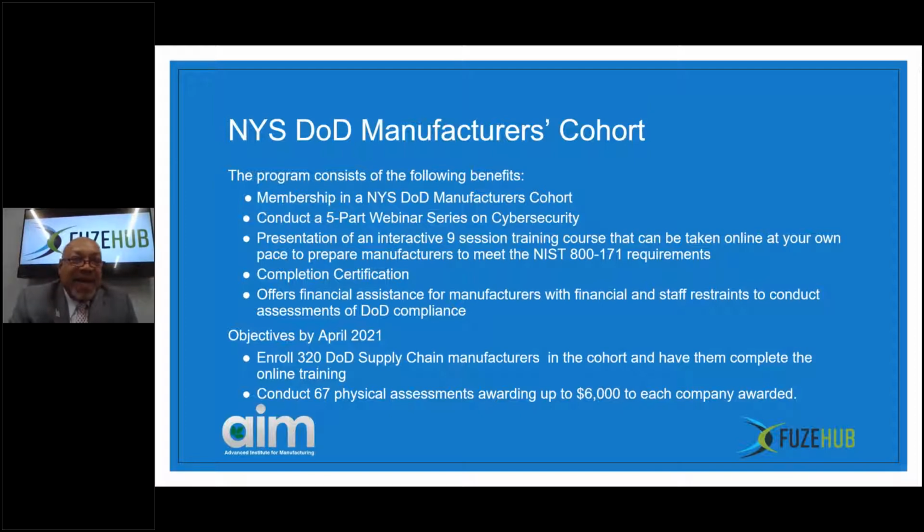Our objective is that by April 2021, we hope to enroll a minimum of 320 DoD supply chain manufacturers in the cohort and have them complete the online training. From the 320 member cohort, we'll be choosing 6 to 7 manufacturers, and we will conduct 6 to 7 physical assessments, awarding them up to $6,000 each to complete this assessment.